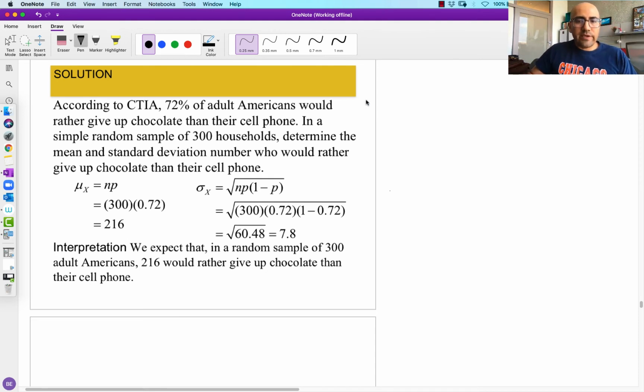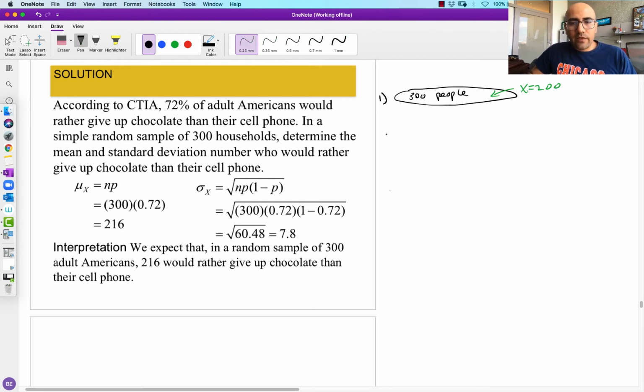So let's say that we have different groups of people. Let's say we pick one group and it's 300 Americans. Right, 300 people are in this group. And we asked them this question: would you rather give up chocolate or your cell phone? Right, so we get a value of x here. So let's say that in this group, just a nice round number, let's say 200 said, yes, I would rather give up chocolate than my cell phone. Okay, so that's the answer for that one.